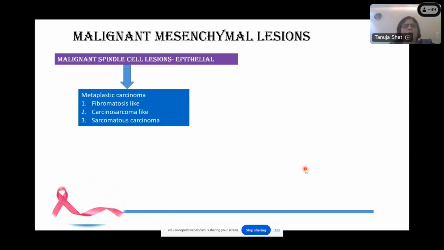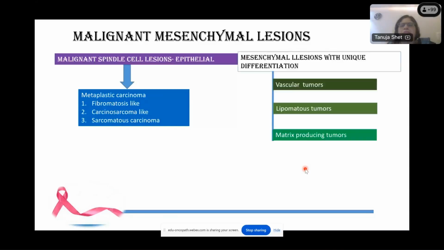Remember I told you epithelial mesenchymal transition. So the first thing in any malignant mesenchymal tumor is first rule out a metaplastic carcinoma. Okay. The second thing is, then yes, if you've ruled out a metaplastic carcinoma, then you can have vascular tumor, lipomatous tumor, matrix producing tumors, and any kind of sarcoma that occur in there, because breast is a modified soft tissue.